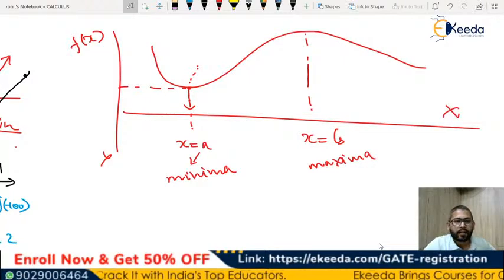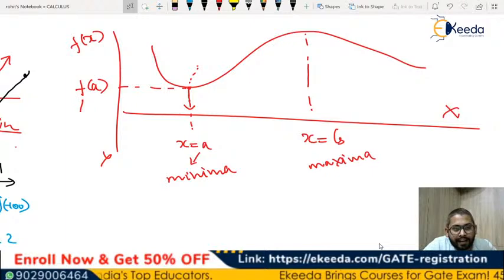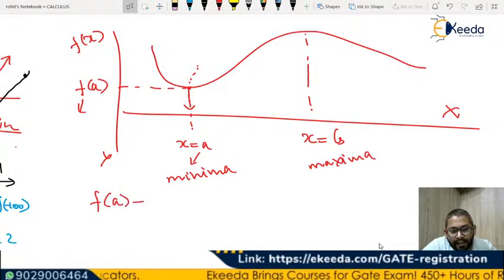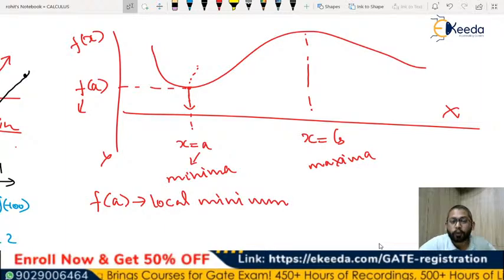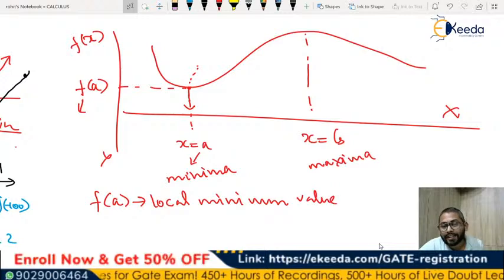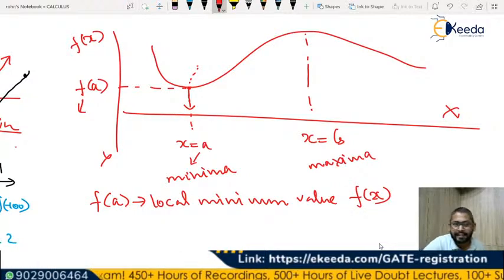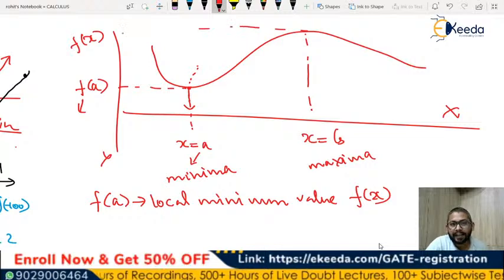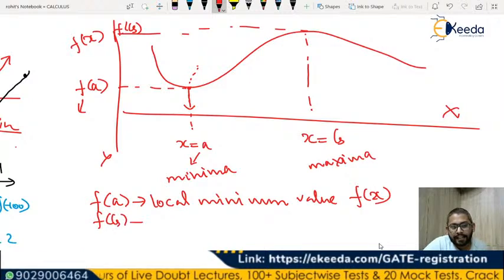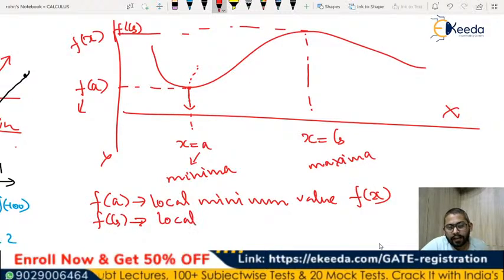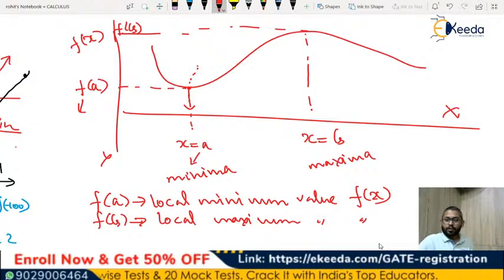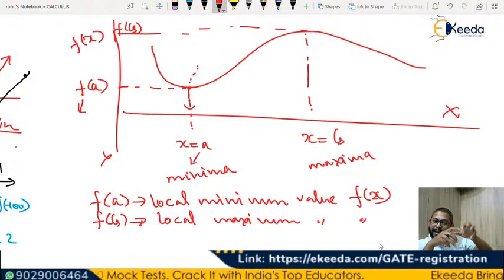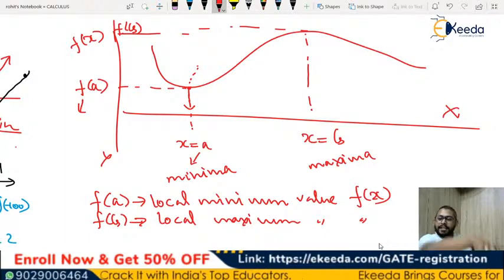Just make it straight. So this value f of a is a local minimum. Local minimum of what? Value of the function f of x. Whereas let's say this is f of b. So f of b is what? This is the local maximum value of f of x. So try to understand that maximum and minimum value is for the function.